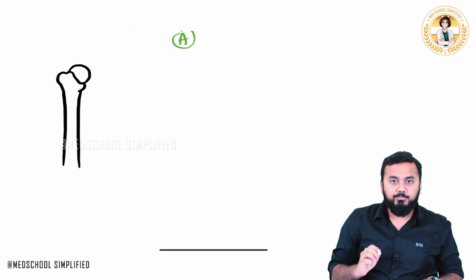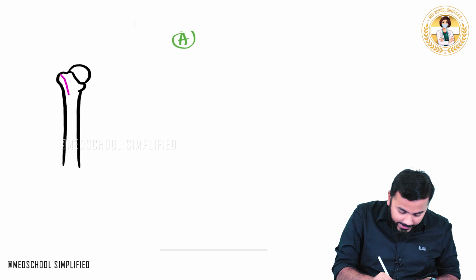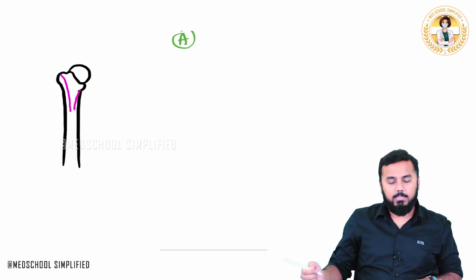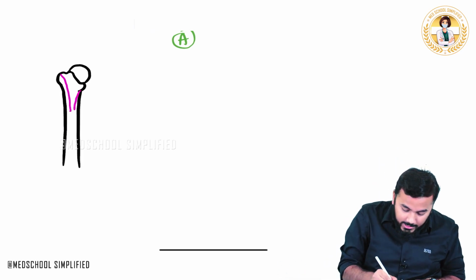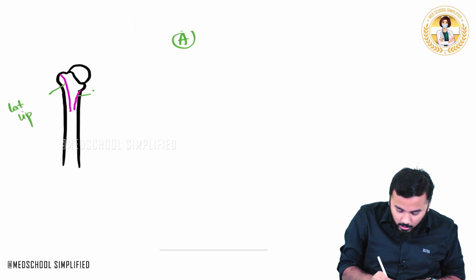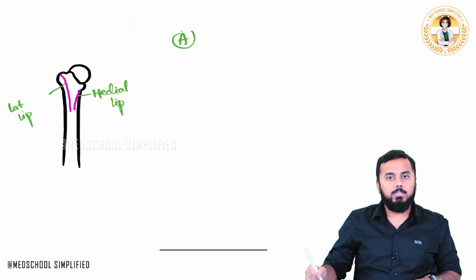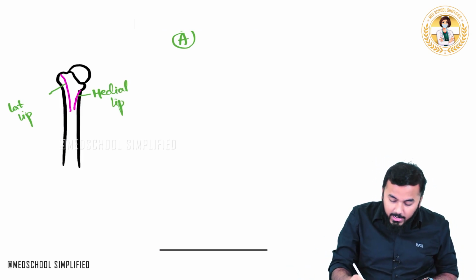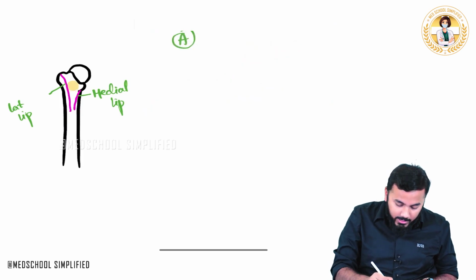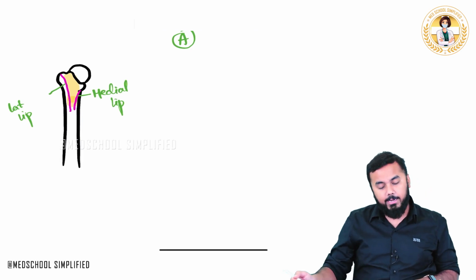I told you that we have got a line like this, and another line like this. Now this line over here is called the lateral lip, and this is called the medial lip. In between the lateral and medial lip, I have got this yellow color shaded area.